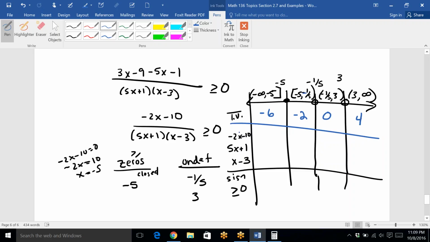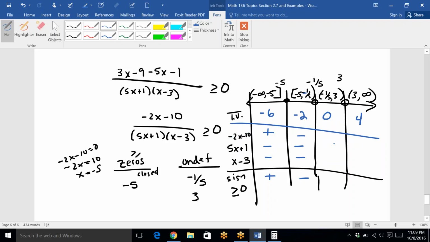-2 times -6 is +12, but -10 would be +2. 5 times -6 is -30, plus 1 is still going to be negative. -6, take away 3 more is negative. 2 negatives, and the sign grouping part makes a positive. -2 times -2 would be +4, but -10 would still give you a negative. 5 times -2 is -10, plus 1 would be -9, and -2 minus 3 more is negative. 3 negatives multiplied or divided together make a negative.